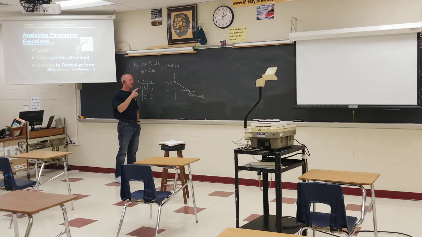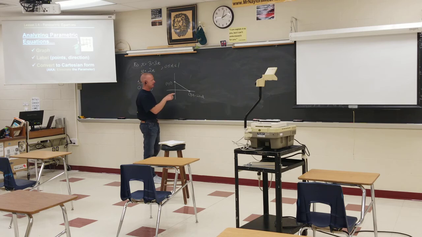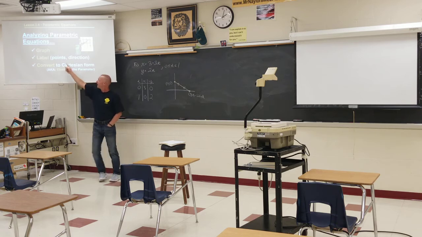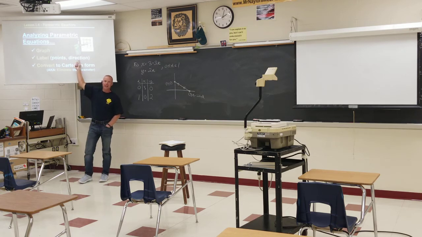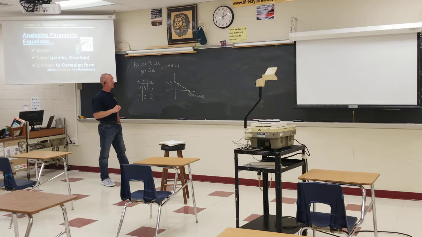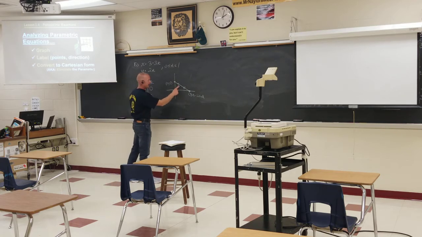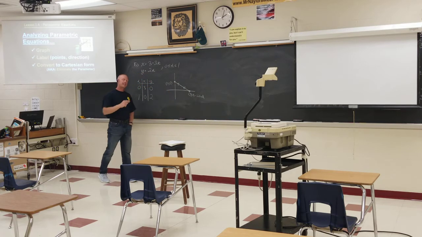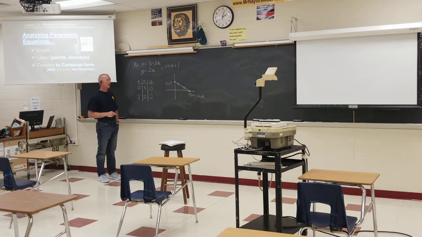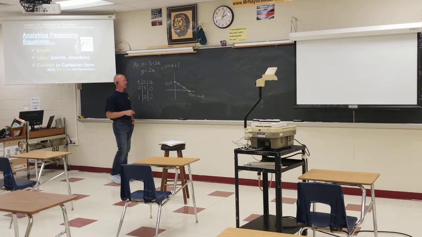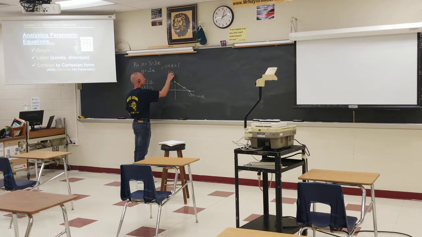Now, I realized I forgot something in the previous problem, and that is I forgot the direction. The direction is always part of a parametric analysis. So we'll put the direction arrows in this one. I forgot them in that quarter circle that we did a moment ago. And you can go back and add the directions to that quarter circle. Okay, so this is our graph.